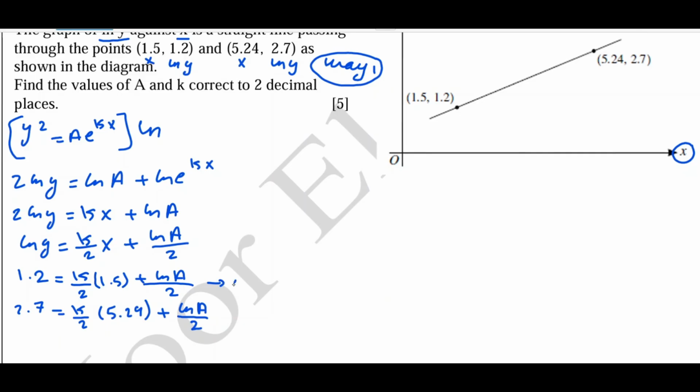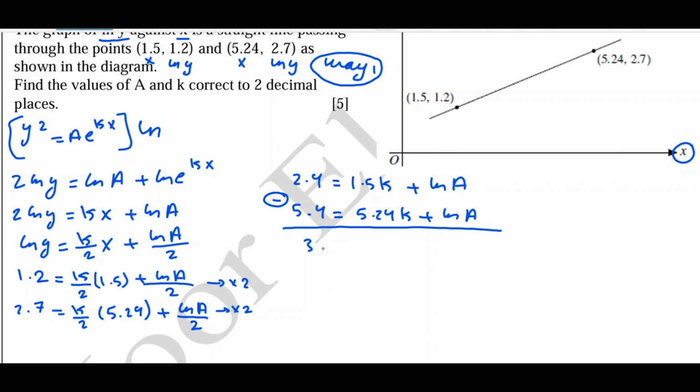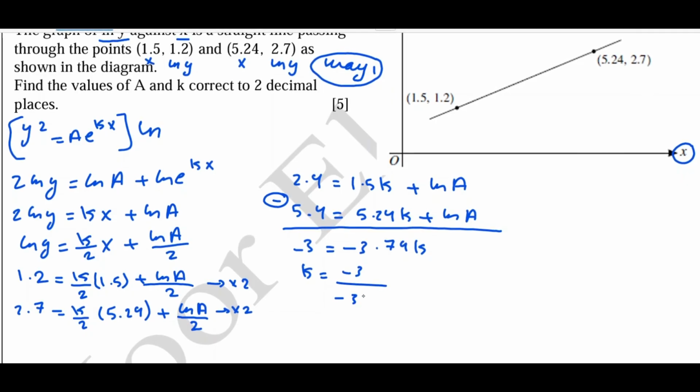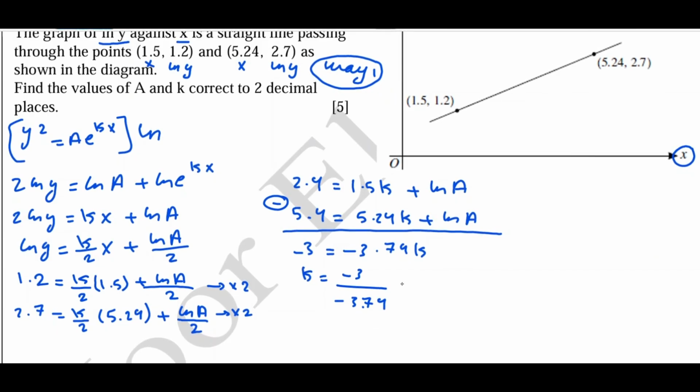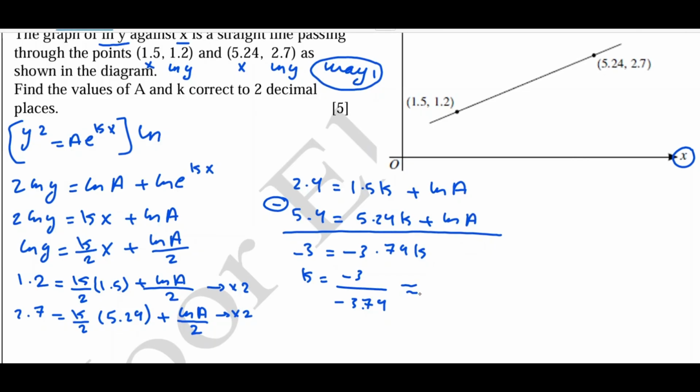I'm going to multiply both equations by 2. So 2.4 equals 1.5k plus ln A. Equation number 2: 5.4 equals 5.24k plus ln A. Subtract, in order to cancel ln A: negative 3 equals negative 3.74k. k equals negative 3 over negative 3.74, rounded to two decimal places, 0.80. So k rounded is 0.80.